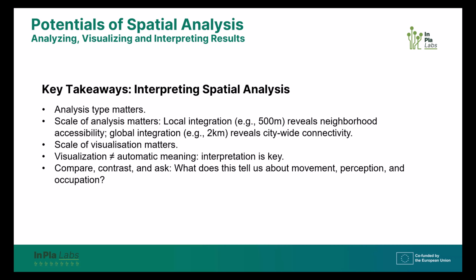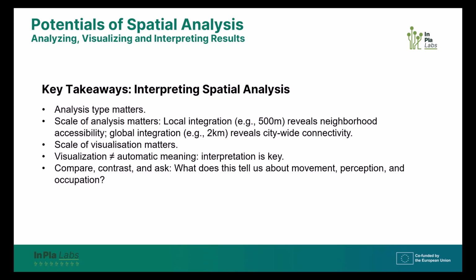So this is to say that the kind of analysis really matters in what we're looking at and what we want to understand. The scale of analysis really matters. At a radius of 500 meters, we can understand a space's performance in its immediate locality, in its neighborhood, which is useful for things like considering walkability or if we want to design a local square. At 2 kilometers, we start to see city scale patterns, which is great for planning transit or identifying strategic corridors of movement.